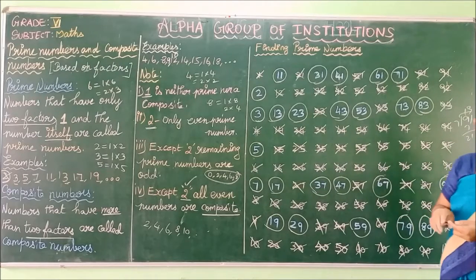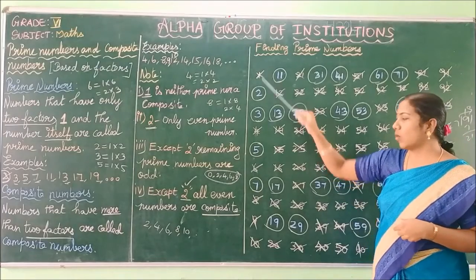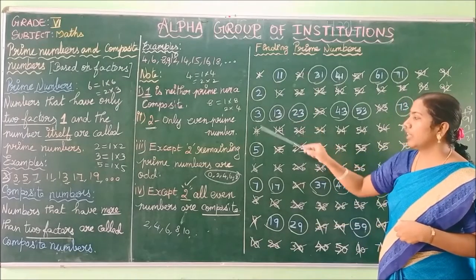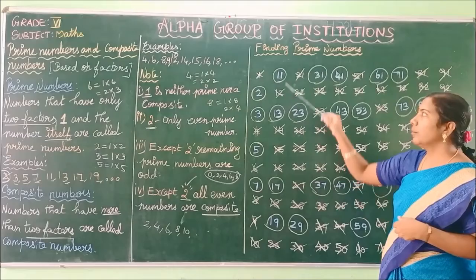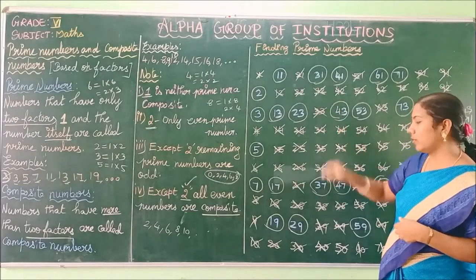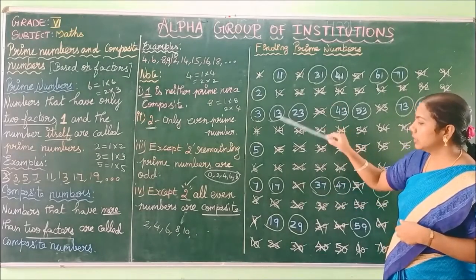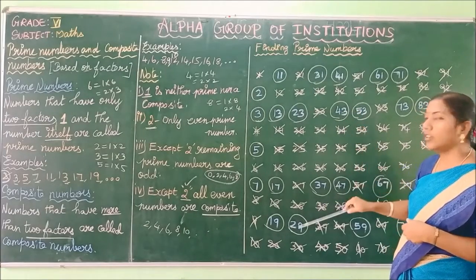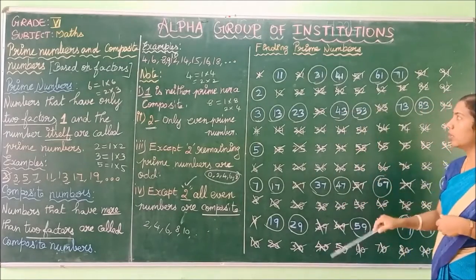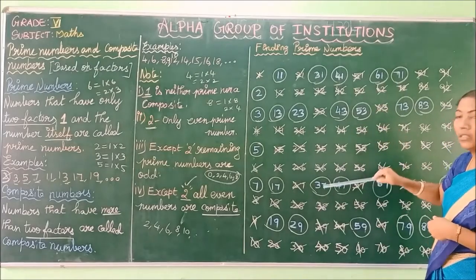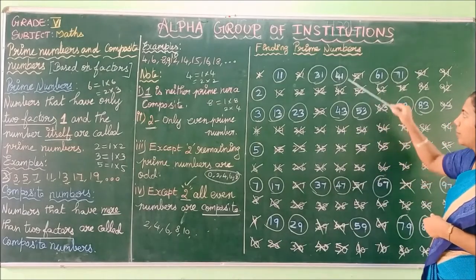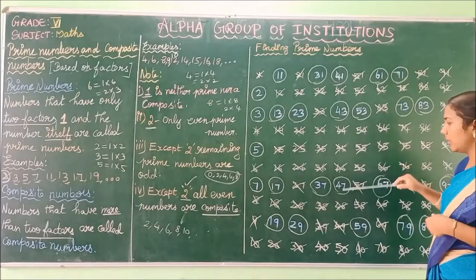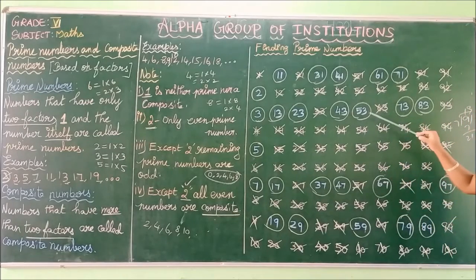Now you can say what are the prime numbers between 1 and 10: 2, 3, 5, 7. What are the prime numbers from 11 to 20? 11, 13, 17, 19. What are the prime numbers here? 23 and 29. See here in this column, what are the prime numbers? 31 and 37. In this column? 41, 43, 47.